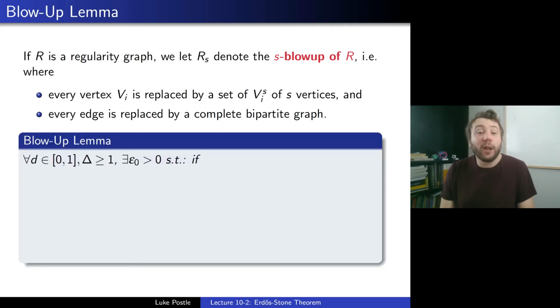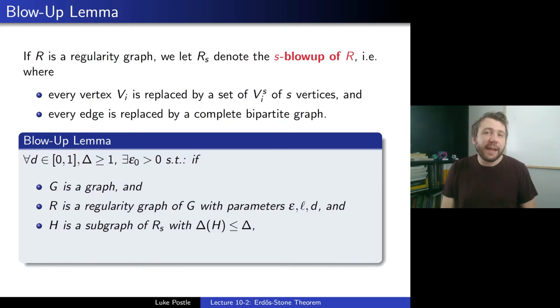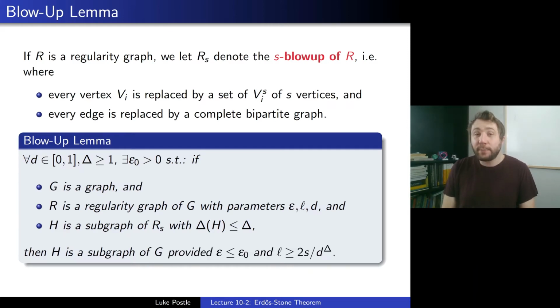And then the blow-up lemma says the following, that for every d in (0,1), delta at least 1, there is some epsilon_0, such that if you give me a graph G and a regularity graph for G, so let's call that R, with parameters epsilon, L, and d, and importantly, H, a new graph here, is a subgraph of my blown up regularity graph R^S with maximum degree at most delta, then actually we can find H as a subgraph of G. Provided, so this is where the epsilon_0 and things come in, that epsilon is small, so it's at most epsilon_0, and L is at least 2S over d to the delta, so that the parts are large enough. So we're going to prove this, but let's maybe, again, I'll just process that in words.